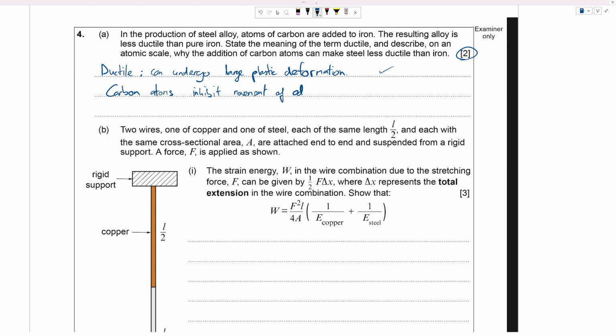So that movement of edge dislocations is absolutely crucial to plastic deformation. It basically cannot happen without that.